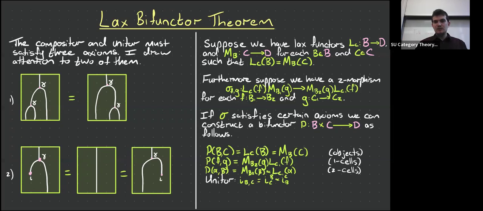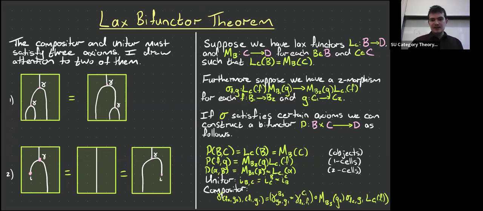Now, we also need to describe the unitor, which is just the horizontal composition of the two unitors. And the compositor is very complicated looking. We're indexing by four morphisms, and we take this horizontal composition, which is quite nice, and we compose it with this very complicated looking thing here.